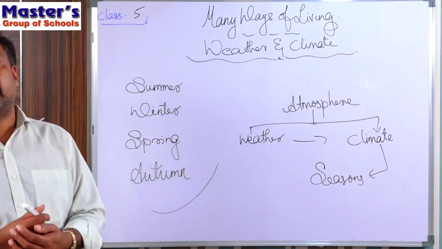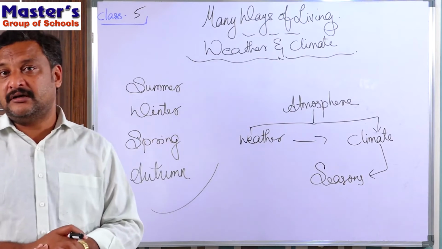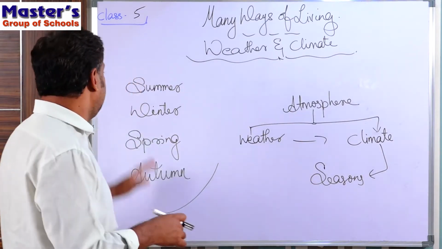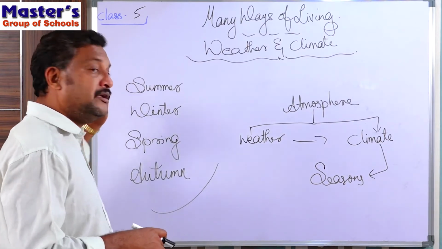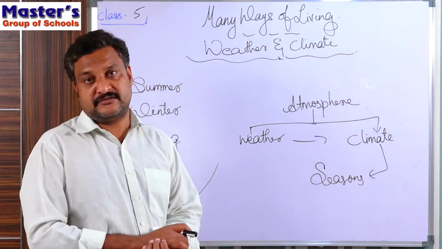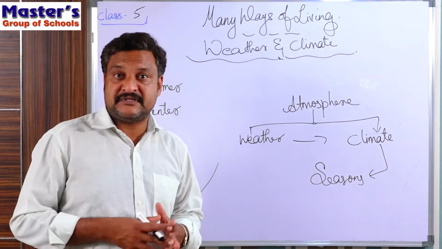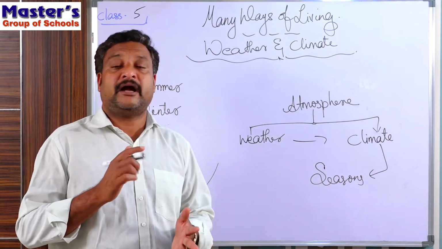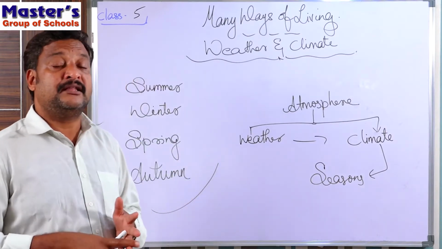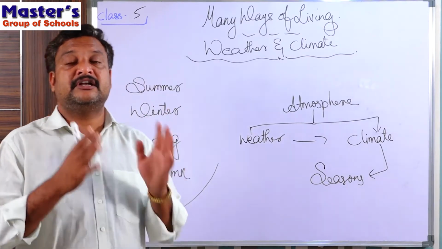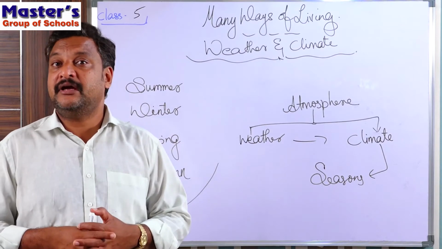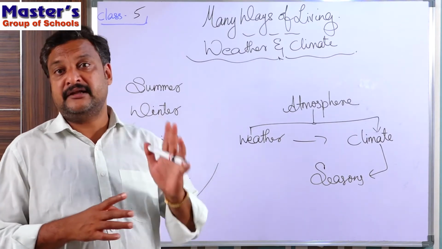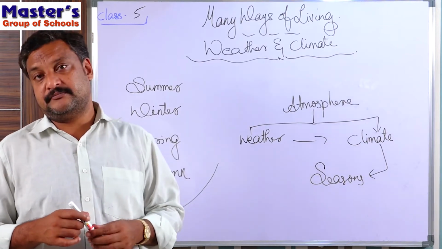When the average climatic conditions are chosen, then we get seasons. The major seasons are summer, winter, spring, and autumn. Right? The lifestyle of the people, and the kind of animals and plants that grow and live in a particular region, actually have some influence based on the climatic and weather conditions of the region.